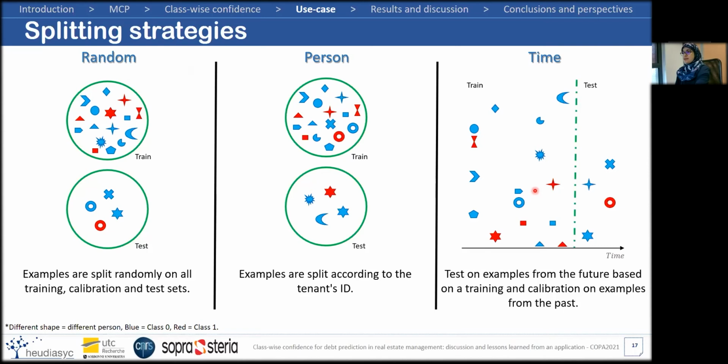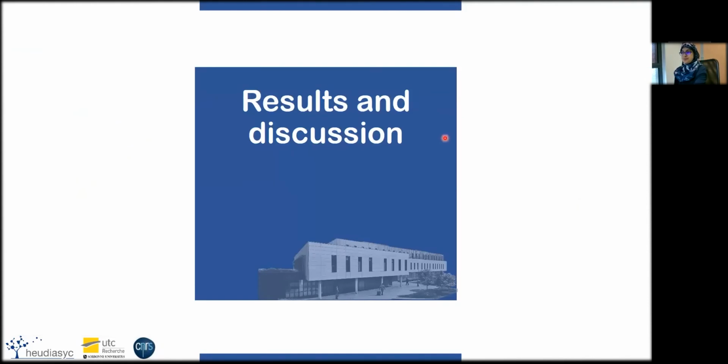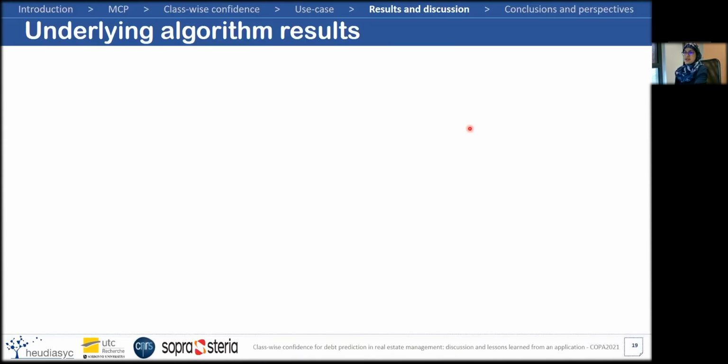So a little spoiler here: we have the random and person strategies that worked, and for which we have satisfying results, but unfortunately the time split strategy didn't work that much, and we will see that in more detail in the results and discussion part of this presentation.